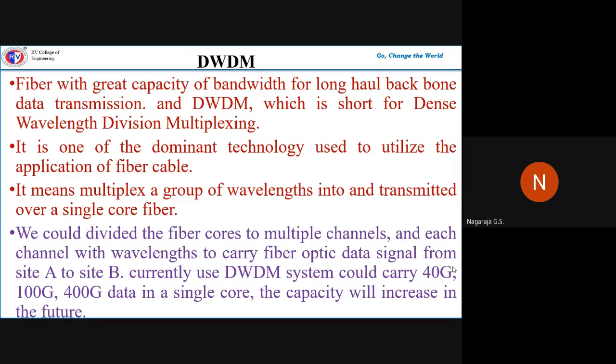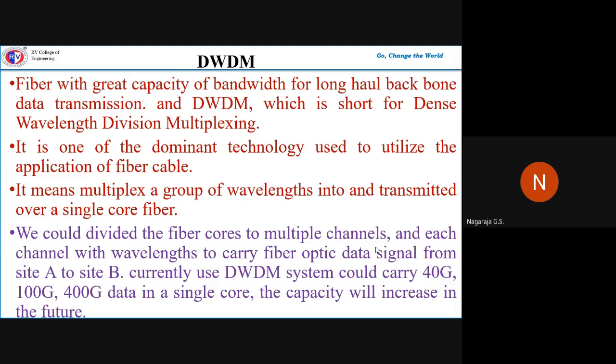Fiber with a great bandwidth capacity for long haul backbone data transmission basically uses WDM, which is short for dense wavelength division multiplexing. You can call it DWDM in short. It is one of the dominant technologies used to utilize fiber cable. It's a group of wavelengths transmitted over a single core fiber.